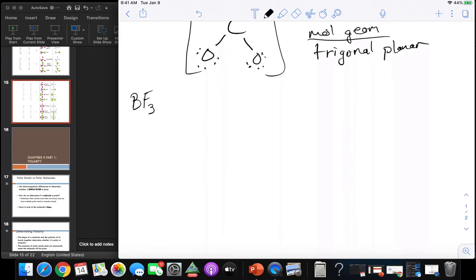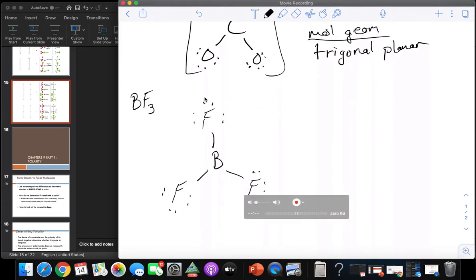So for BF3, this one's a little more straightforward, at least in terms of the geometries. Right, that was our Lewis structure for BF3.